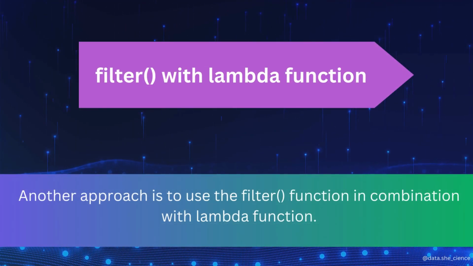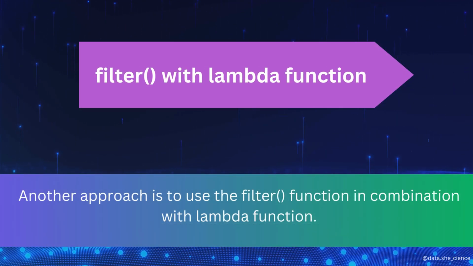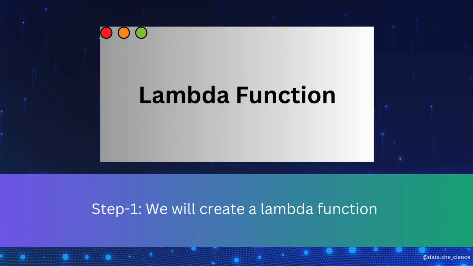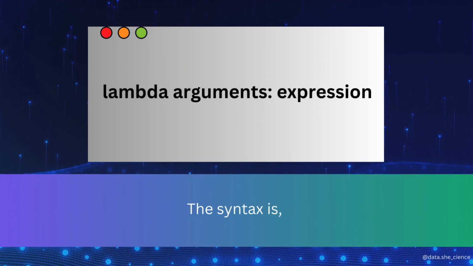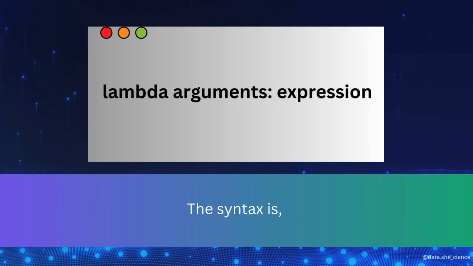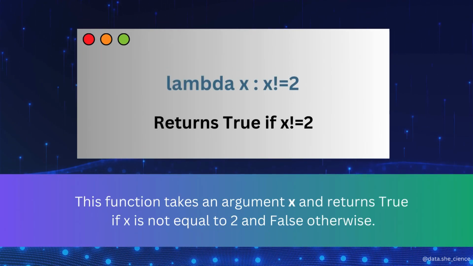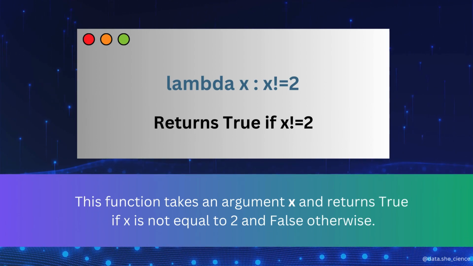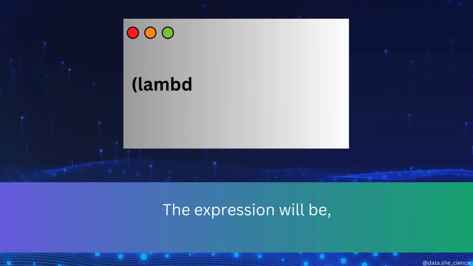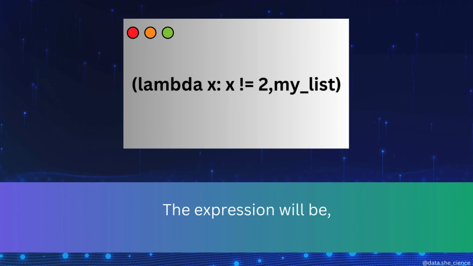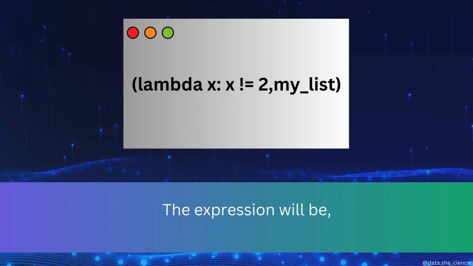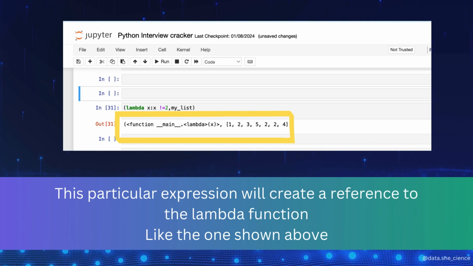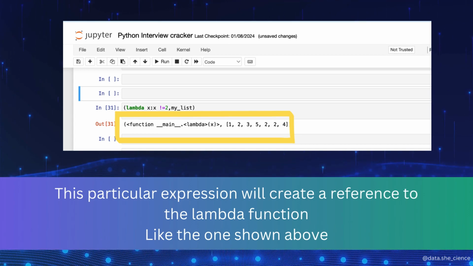Another approach is to use the filter function in combination with lambda function. Step 1. We will create a lambda function. The syntax is lambda arguments colon expression. This function takes an argument x and returns true if x is not equal to 2 and false otherwise. The expression will be lambda x colon x not equal to 2 comma mylist. This particular expression will create a reference to the lambda function like the one shown above.